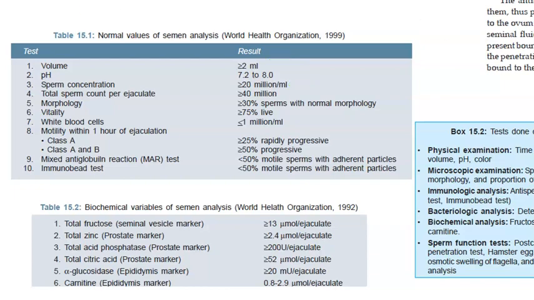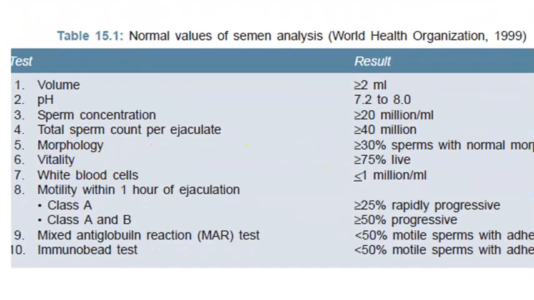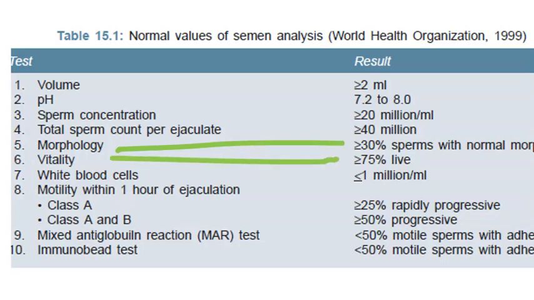Are you understanding where we are, or is it too small for you to see? Look at this. The morphology, at least greater than 30% sperms with normal morphology. Are you understanding, guys? Normal morphology, how much? At least 30% should have. Vitality, at least 75% should be alive. White blood cells should be low, otherwise it's an infection.